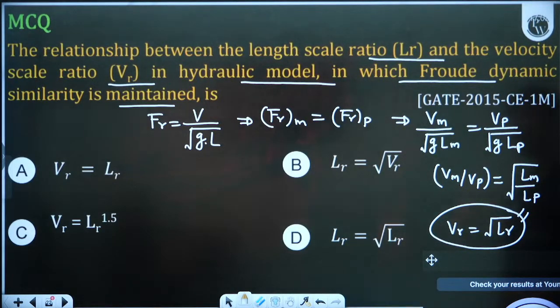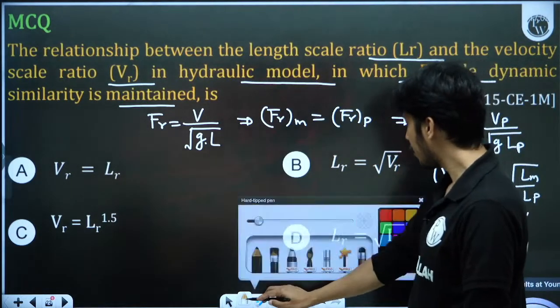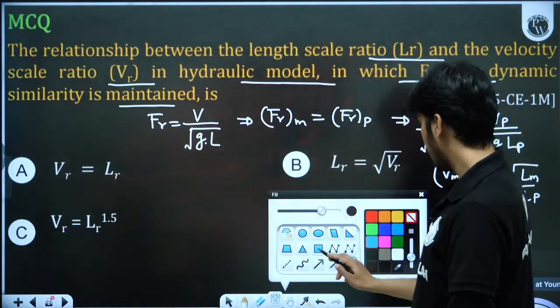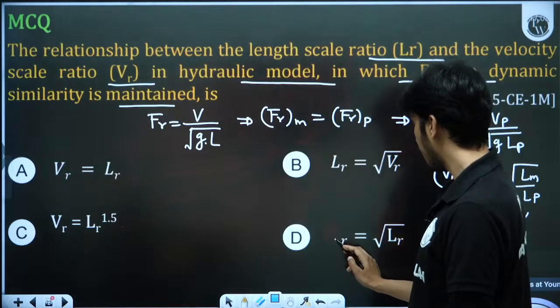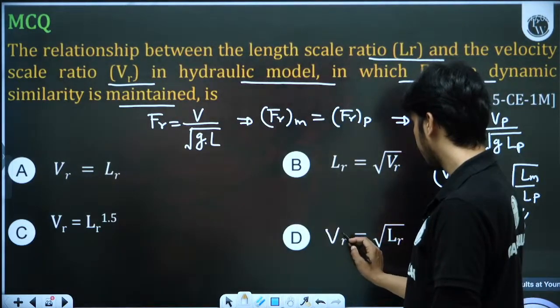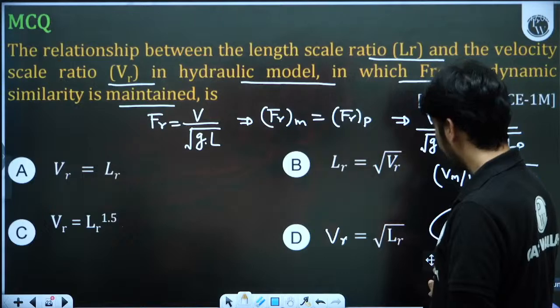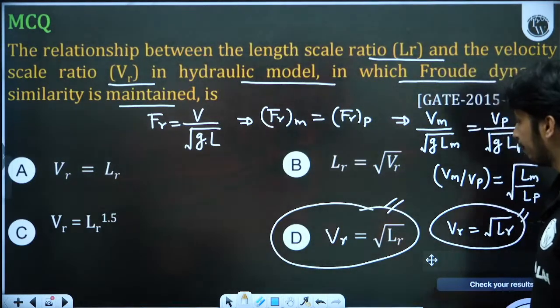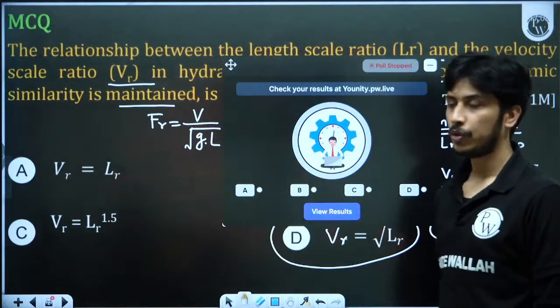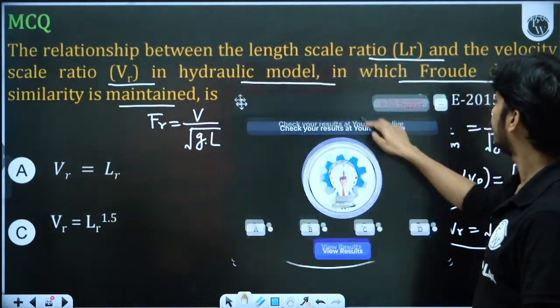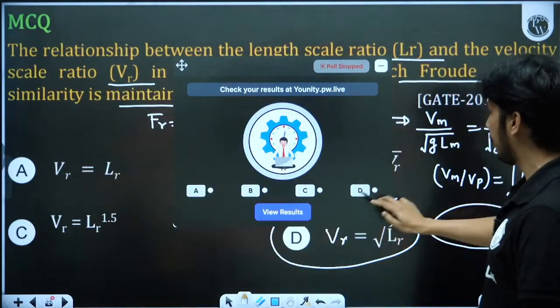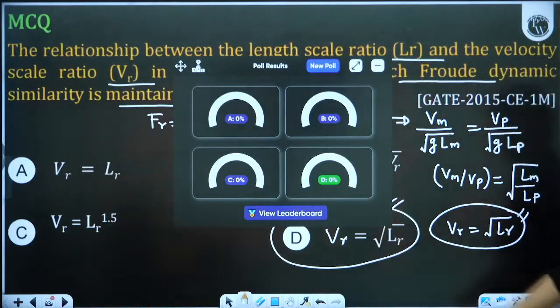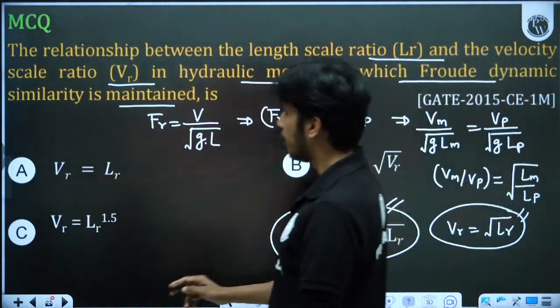But what is it saying? The velocity scale ratio. Actually, this is not Lr, this is Vr. By mistake they have typed it wrong. This is Vr, not Lr. Vr is equal to root Lr. So D will be the correct answer. Here it is not Lr, it is Vr actually. Okay, let's move to the next question.